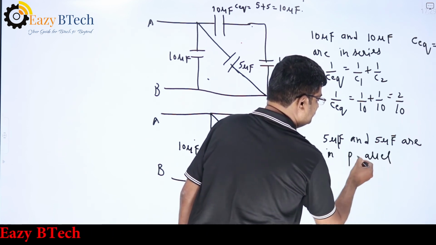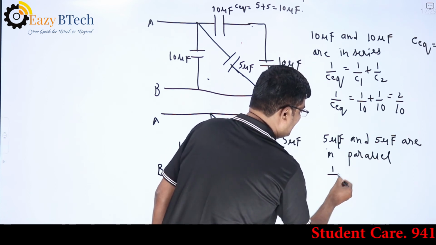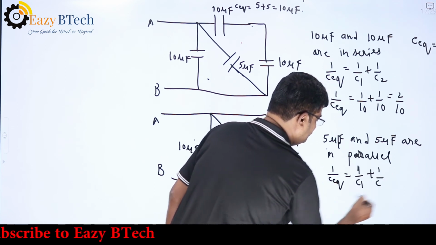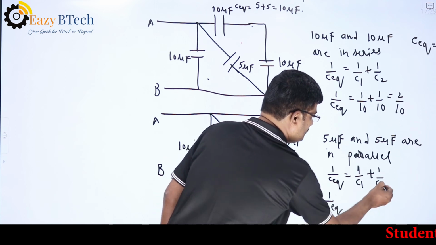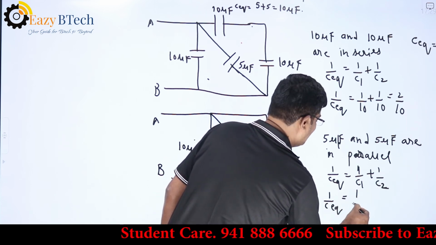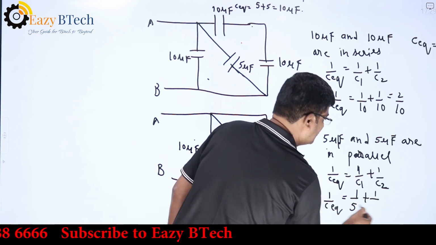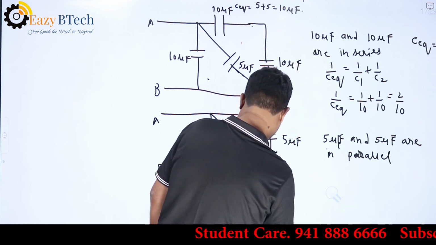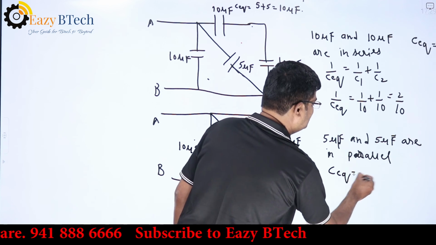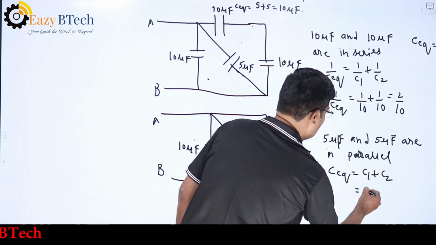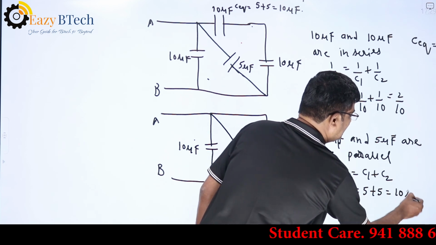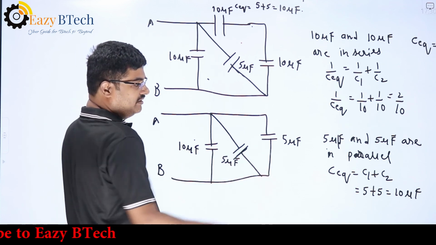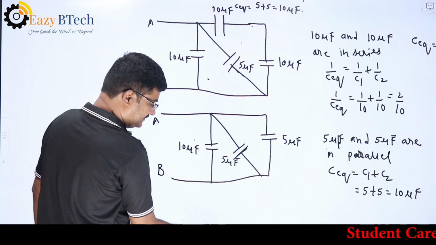So as they are in parallel, I am having C equivalent is equal to C1 plus C2, which is equal to 5 plus 5, which is equal to 10 microfarad. Now this 5 and 5, as they are connected in parallel, have an equivalent equal to 10.